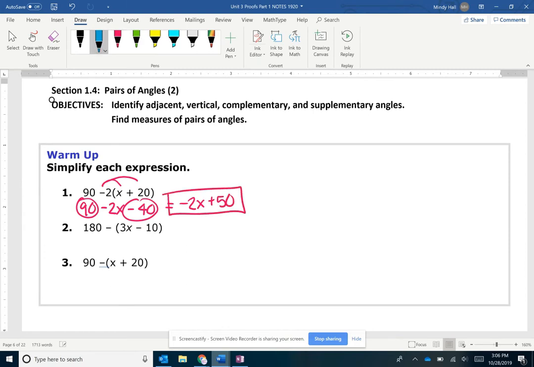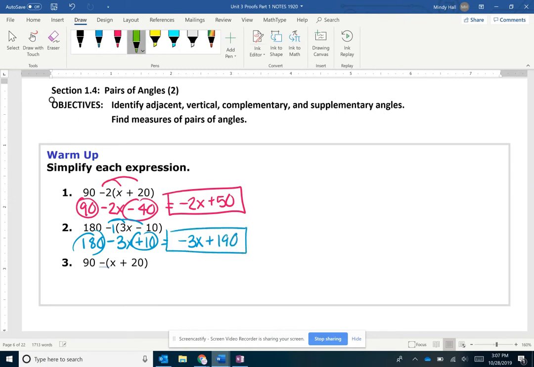Okay. For number 2, we are going to distribute this negative 1 to all things. So the negative 1 times 3x gives us negative 3x, and negative 1 times negative 10 gives us a positive 10. So when we combine our like terms, that negative 3x can stay, but 10 plus 180 would give us 190.